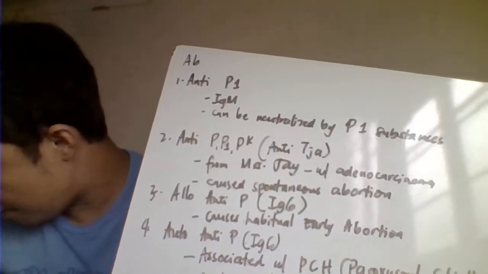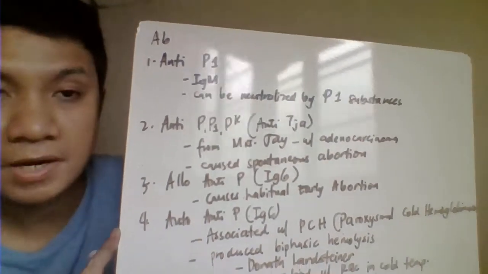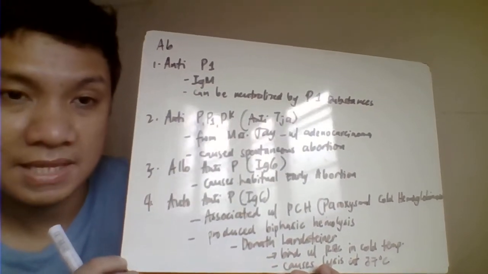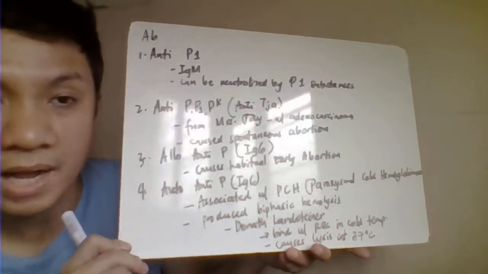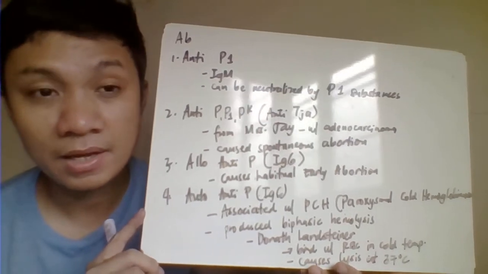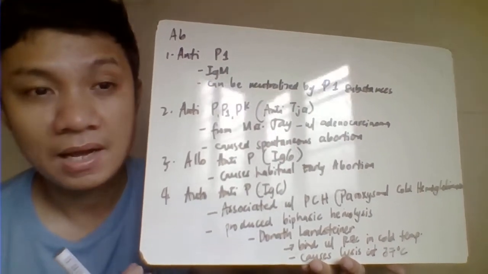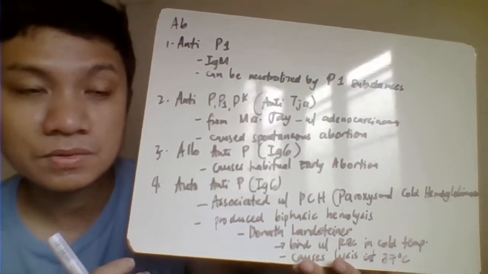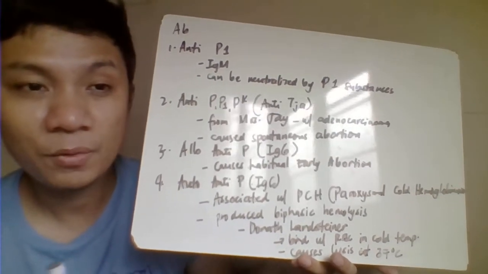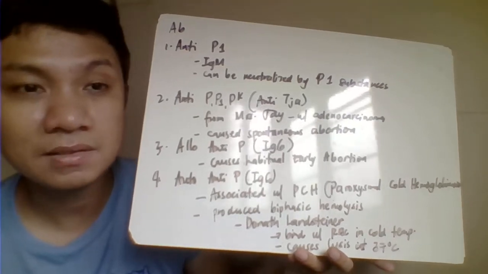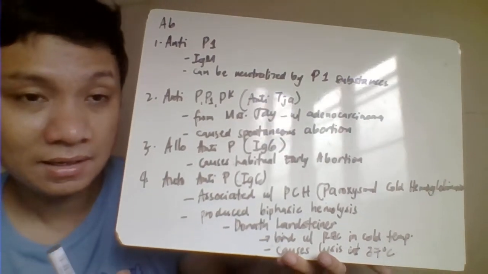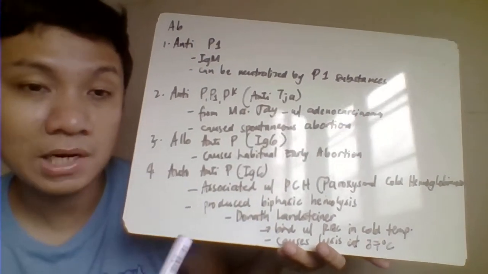Okay, now we go to the antibodies related to your P blood group system. The first one, we have your anti-P1 antibody. Anti-P1 antibody is an IgM antibody, and this one could be neutralized by your P1 substances. Again, our P1 substances include the ones that could be harvested from your hydatid cyst, your Echinococcus granulosus, your Opistorchis, mga ganon. Those are your P1 substances. So, if you have substances from your hydatid cyst, Echinococcus granulosus, and many others na kanina nakalist sa atin, and the patient has anti-P1, you could neutralize that one by addition of your P1 substance.